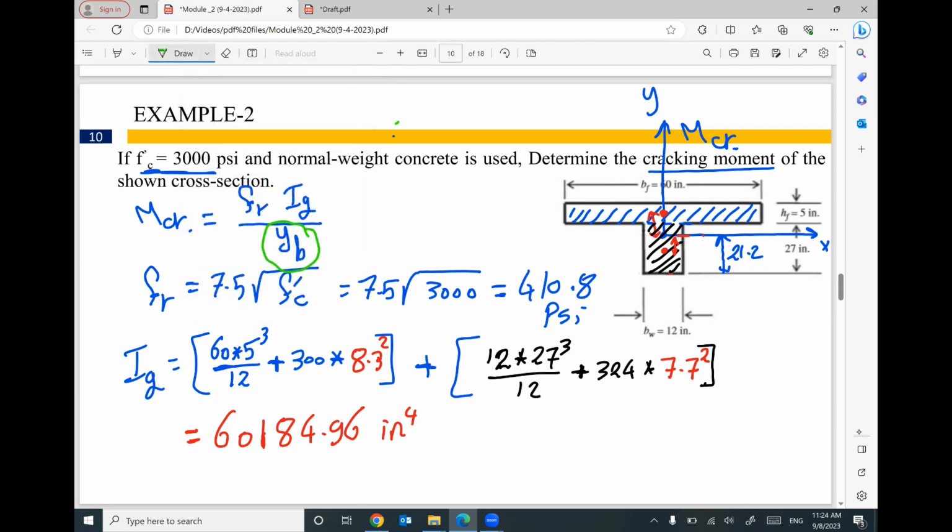The last quantity I'm looking for is the value of YB. Anybody remember what the value of YB was? The value of YB is the distance between the neutral axis and the bottom of your cross section. Here is the neutral axis. Here is the bottom of your cross section. So this distance YB will equal 21.2.